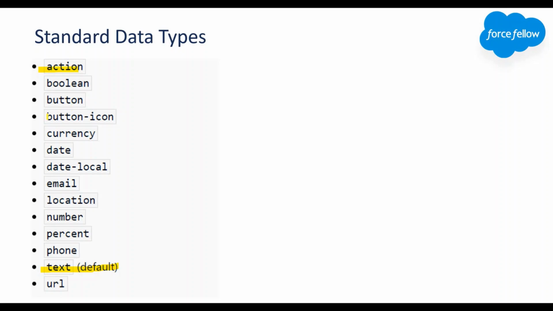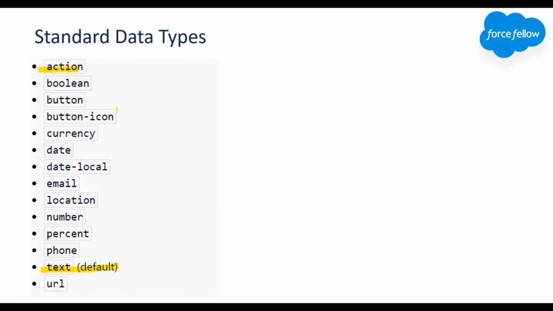And if you want to show a button with an icon, then we can use button icon type, and the rest we can understand by name itself. Like currency is used to show currency value in user-specified format, and the same with date and date locale, and the rest we can understand by name itself. Okay. And text is the default type. So if we don't provide type with any column, then that will be considered as text.